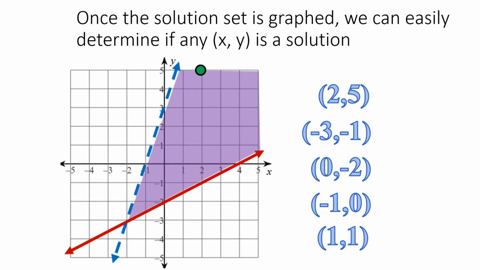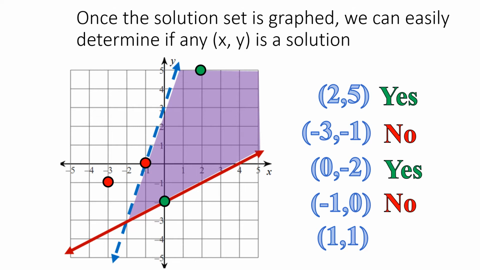So is (2, 5) in that area? Yes, it is. So it's a solution. Is (-3, -1)? No, not a solution. (0, -2). Now it's on the line. If it's on a solid line, it's a solution. If it's on a dashed line, it is not a solution. (0, -1) or (-1, 0) would not be because it's on the dashed line. (1, 1) would be in that region.